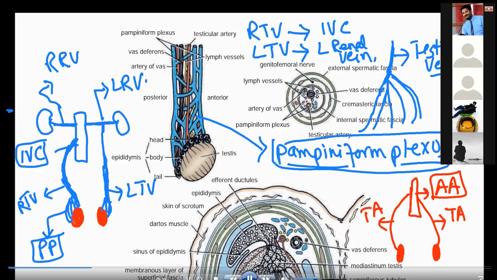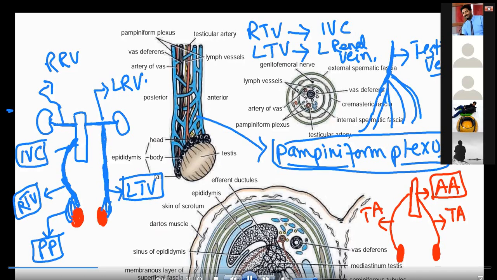Now all these veins are going to join together, forming one single vein on the right side and on the left side. It will be your right testicular vein and left testicular vein. But the right testicular vein is going to throw blood into the inferior vena cava, but your left testicular vein is throwing the blood into your left renal vein.